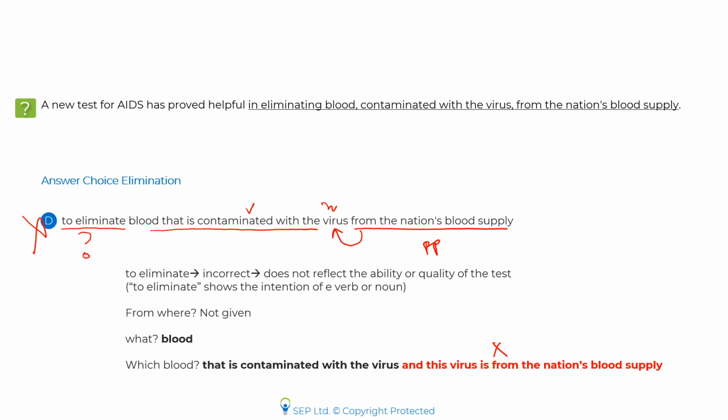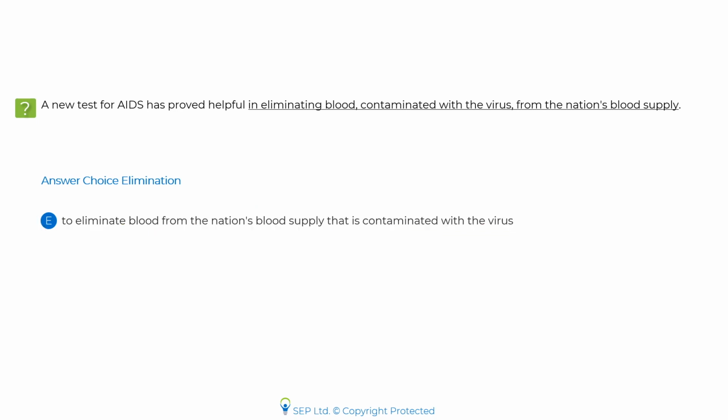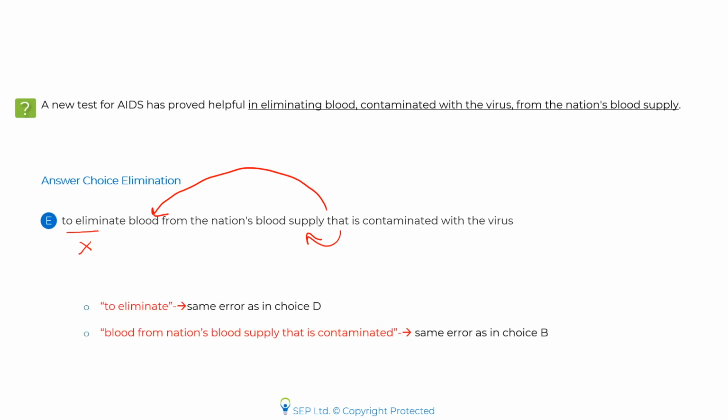Let us now move to the last choice. Again, we have the same error as D: "to eliminate blood from the nation's blood supply that is contaminated." And again, here we have the error we had in choice B. That is stationed such that it could be referring to any of these two nouns separated by a prepositional phrase, which is also wrong. So E is also out.